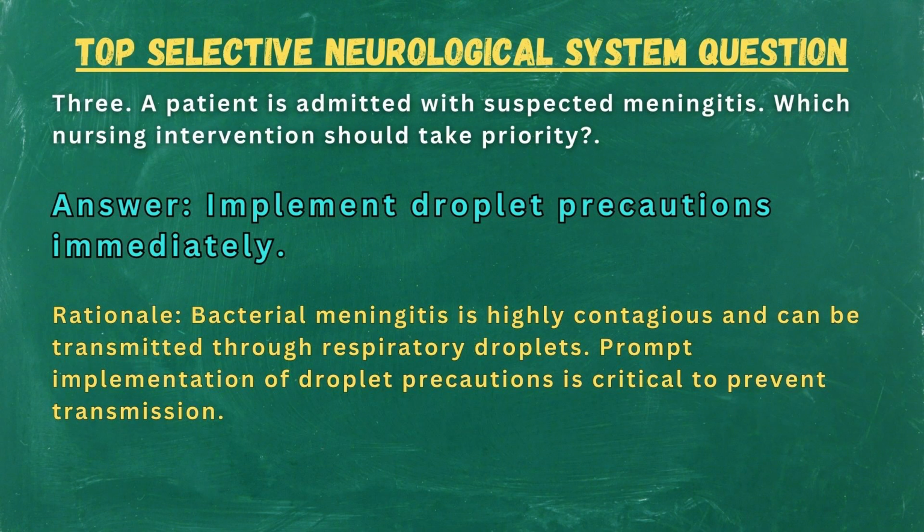3. A patient is admitted with suspected meningitis. Which nursing intervention should take priority? Answer: Implement droplet precautions immediately. Rationale: Bacterial meningitis is highly contagious and can be transmitted through respiratory droplets. Prompt implementation of droplet precautions is critical to prevent transmission.